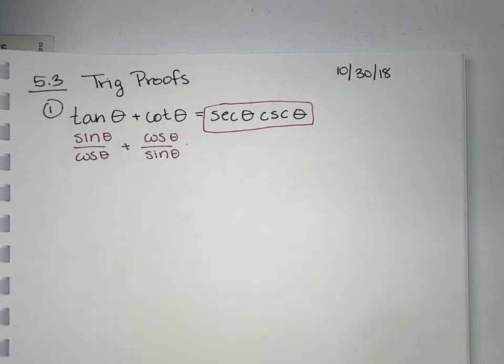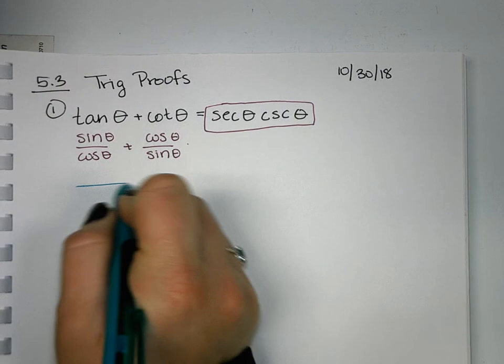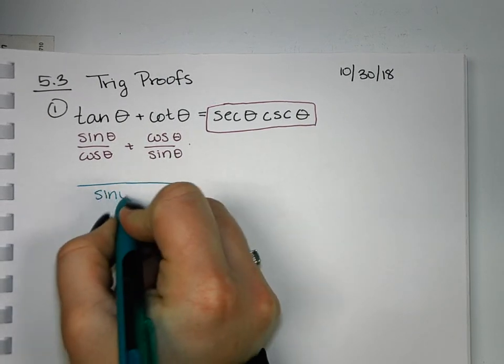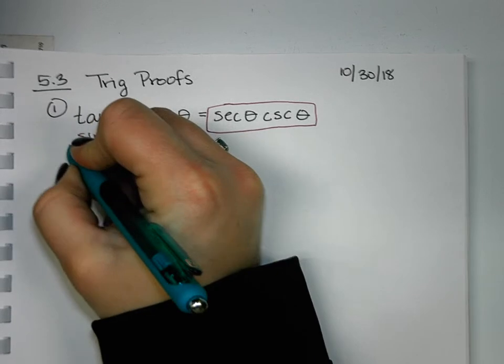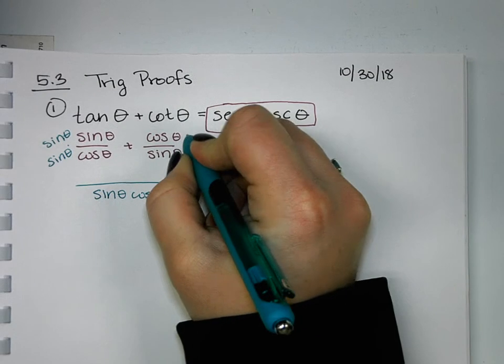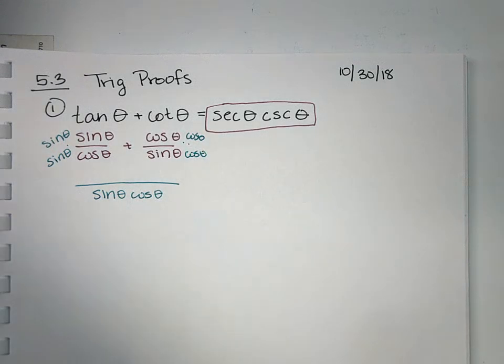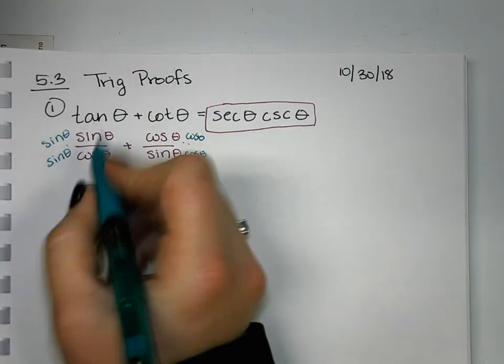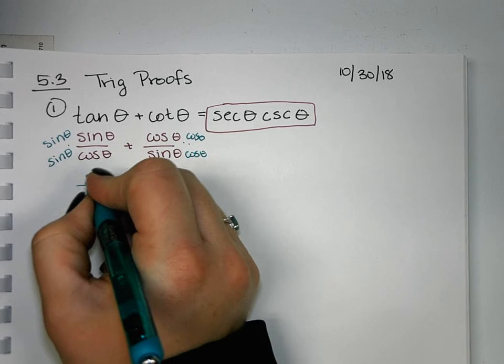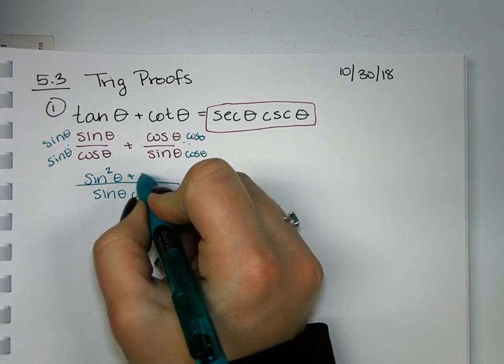Alright, so next I go, okay, I have to get a common denominator so that I can actually add these 2 fractions together. So for my common denominator, it'll be sine theta cosine theta. So this one has to get multiplied by sine theta on top and bottom, and this one by cosine theta on top and bottom. That way I get my common denominator. So on top here, after multiplying top and bottom, I'm going to get sine squared theta plus, and then on this one I'll have cosine squared theta.